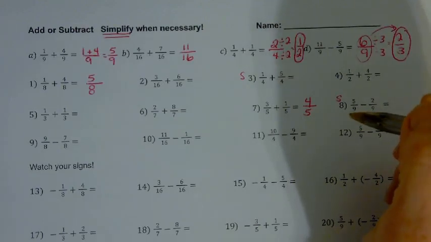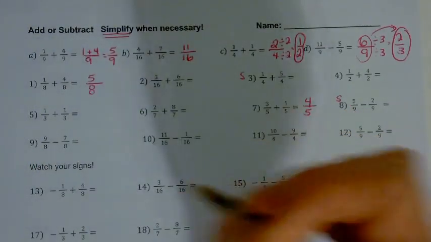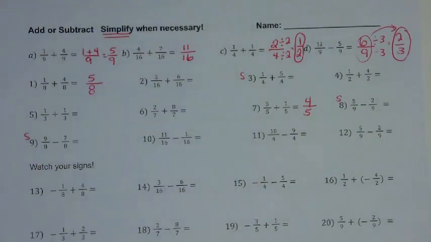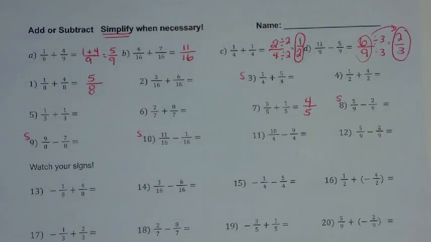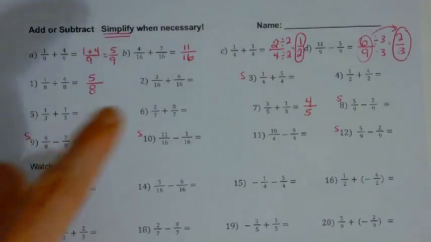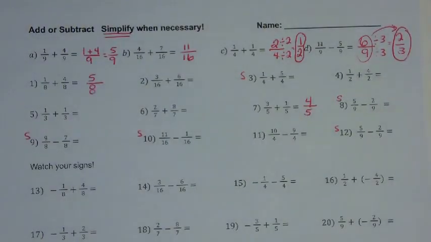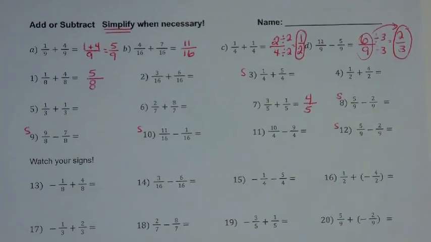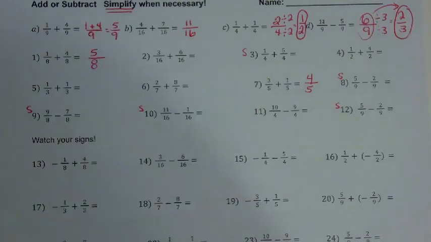Let's see, any other ones that I see? This one's going to need to be simplified. And this one's going to need to be simplified. So use your factor pair sheet to see, when you're done doing the subtraction or the additions, what the common factor is and divide that out. So you're going to work on these. Okay. Go ahead and work on those for a little bit. Pause it or turn it off and come back to the video.